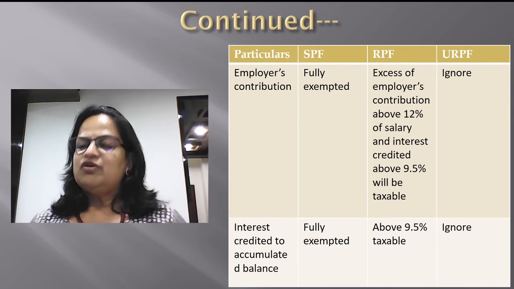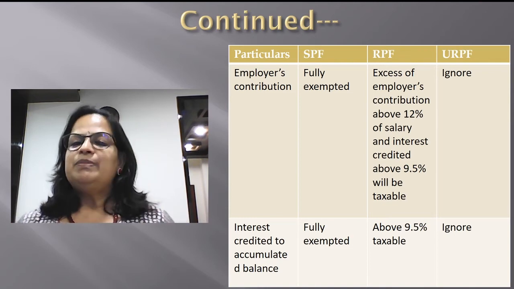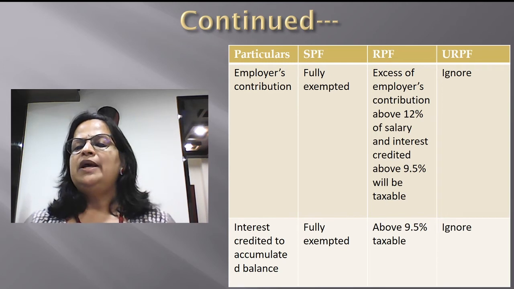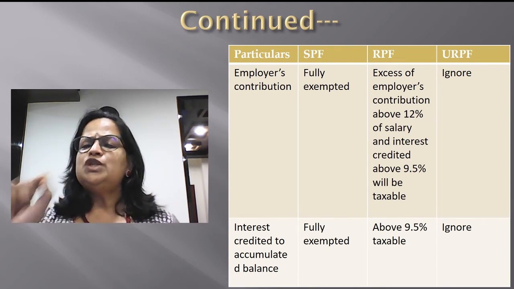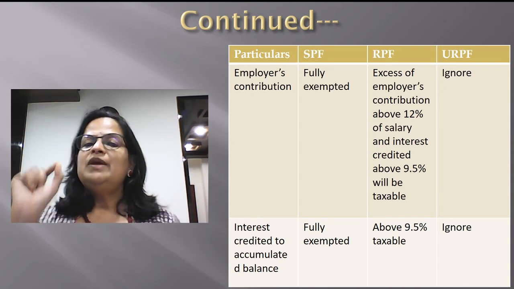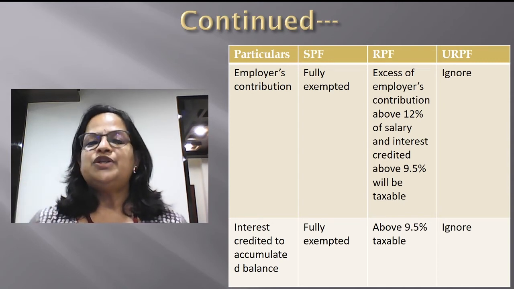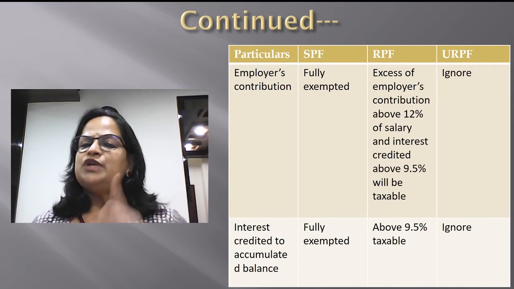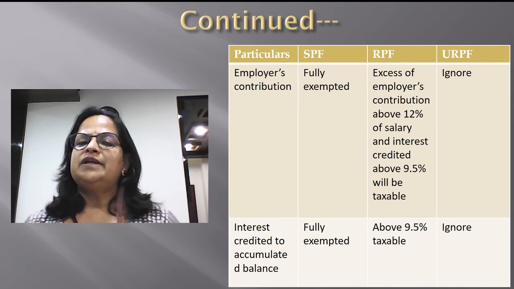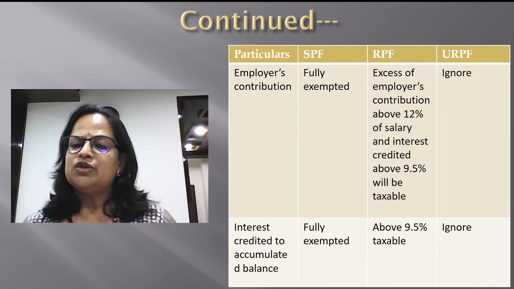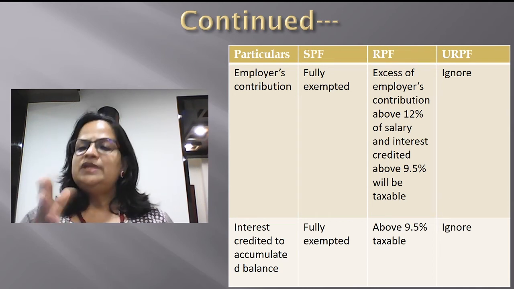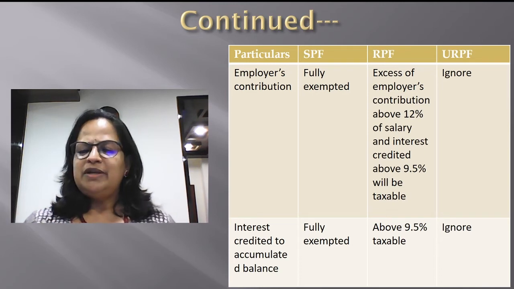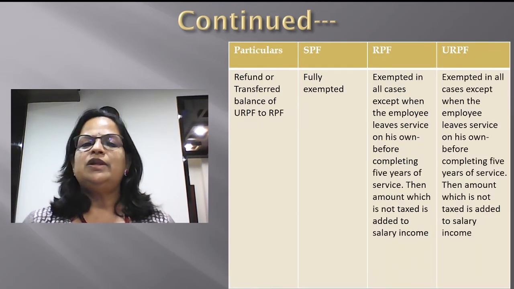So for RPF, the excess of employer's contribution over 12% and interest credited above 9.5% will be taxable. These are the two important points you have to remember when you are doing the salary computation. Similarly, remember statutory provident fund is exempted: employer's contribution, employee's contribution and interest credited will be exempted. Unrecognized provident fund, there is no recognition. We are just ignoring that point.